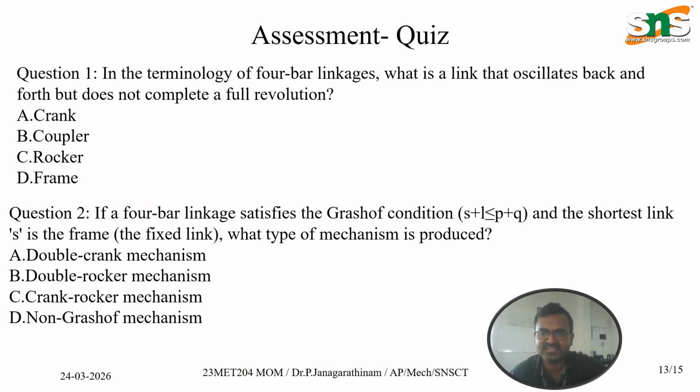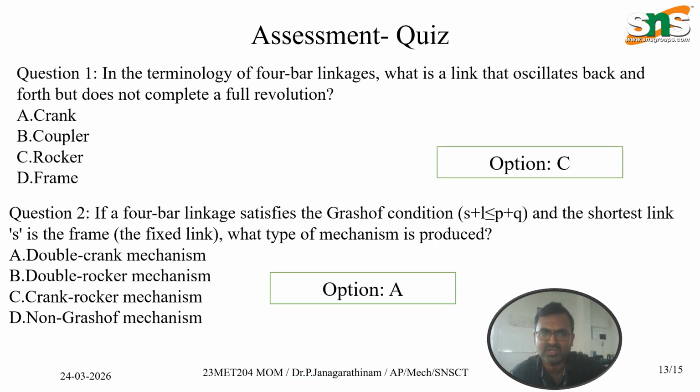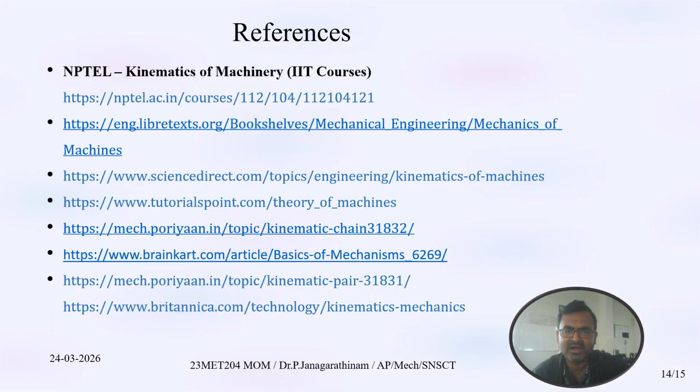These are the two assessment questions based on today's class. In the terminology of four-bar linkages, what is the link that oscillates back and forth? It means the rocker mechanism. And the next one: when the fixed link is the shortest, it is denoted as the double crank mechanism.